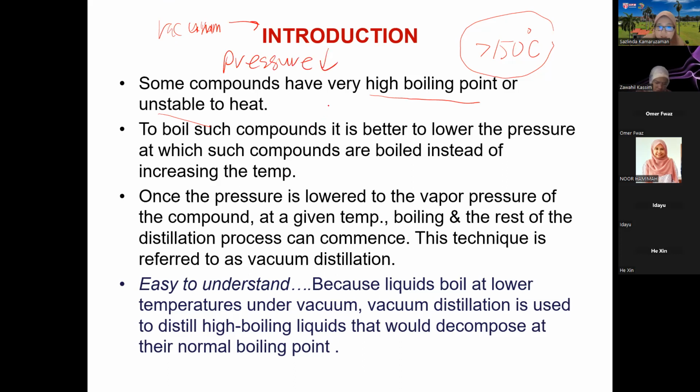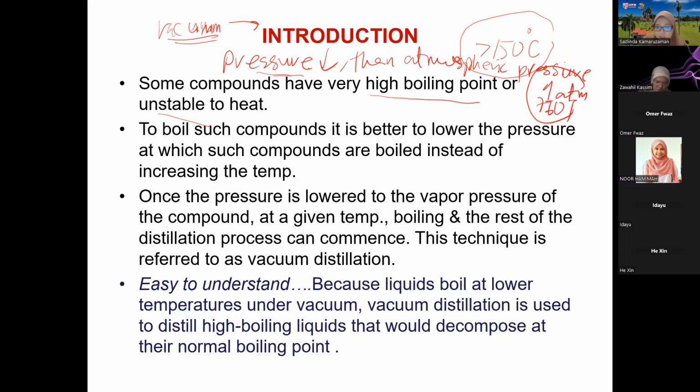Lower than the atmospheric pressure, right? You know that atmospheric pressure, for example, is 1 atm, or we call it 760 torr. So when we apply the vacuum into the distillation setup, the pressure will be much lower as compared to the atmospheric.